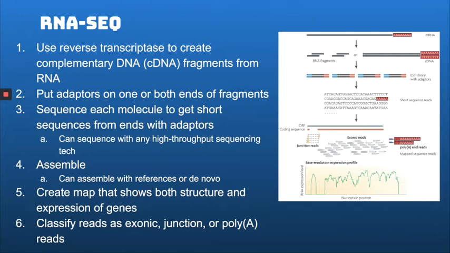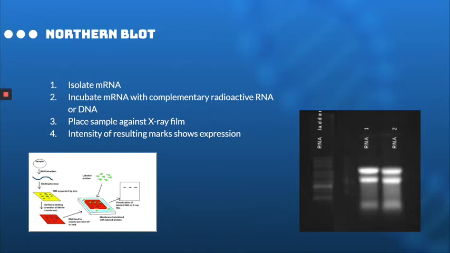And then after that, you can create a map that shows both structure and expression of genes. Very cool that you can see both. And then after that, you classify reads as exonic, junction, or poly A. Exonic reads are reads from exons. Junction reads are reads from between exons, so it's where they would connect. Poly A reads are just the reads from the adapters. That's how I understand it.